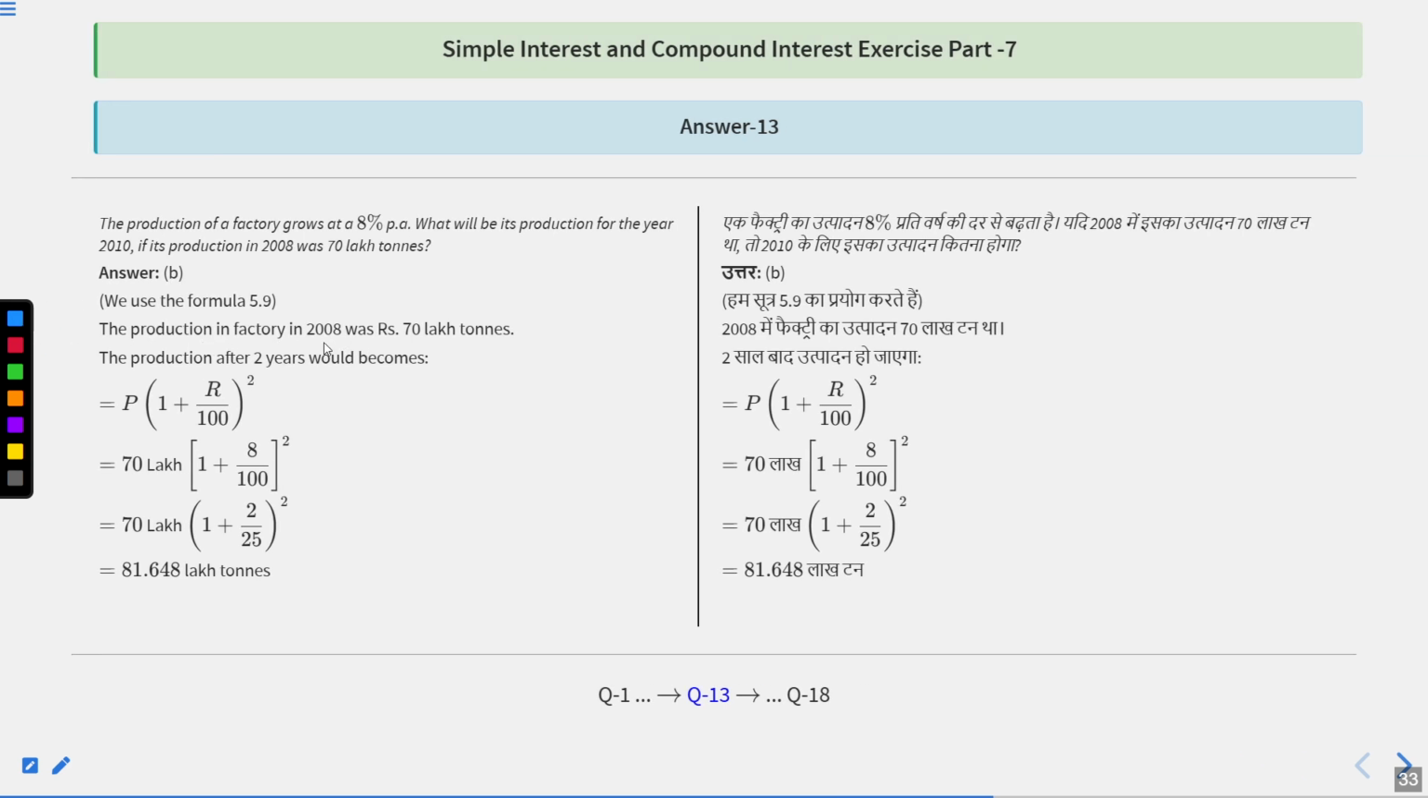The production in factory in 2008 was 70 lakh ton. So the production after 2 years becomes, so the formula is P in the bracket 1 plus R upon 100 whole square. So we just put these values. P equals to our 70 lakh, rate is 8%, and time has been given, 2010 and 2008 difference is 2. So we put 70 lakh in the bracket 1 plus 8 upon 100 whole square. So when we calculate it, we get 81.648 lakh ton. So B is the correct answer. Next one.